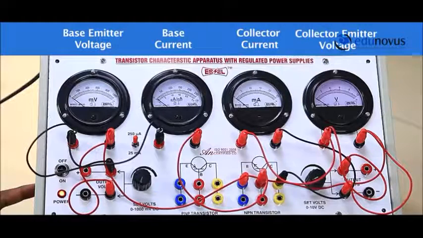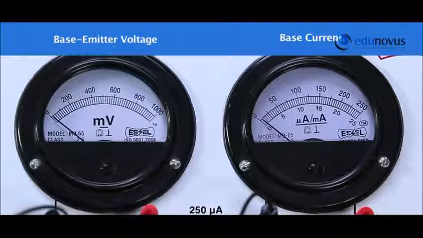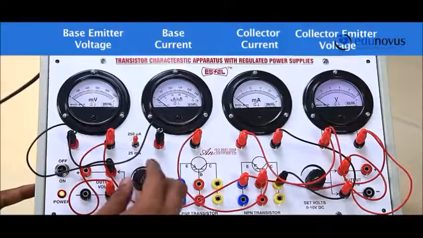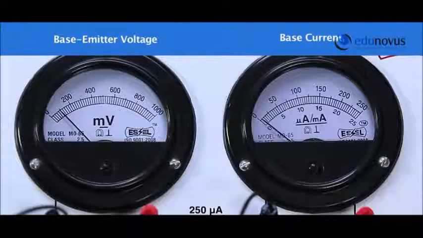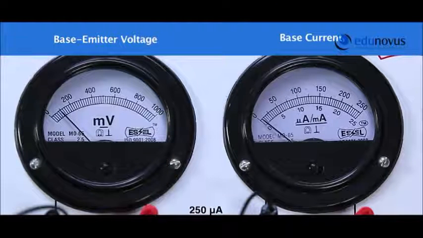While keeping the value of the collector emitter voltage constant, we will now note down the value of base current for different values of base emitter voltage. So, for base emitter voltage of 0 millivolts, the base current is 0 microamperes. For base emitter voltage of 100 millivolts, the base current is again 0 microamperes. Like this, increase the base emitter voltage in steps of 100 millivolts and note down the corresponding value of base current till you cover the entire range of the input voltmeter.